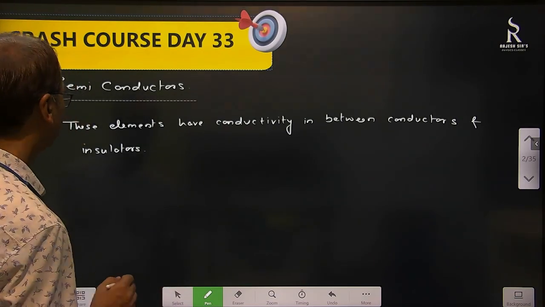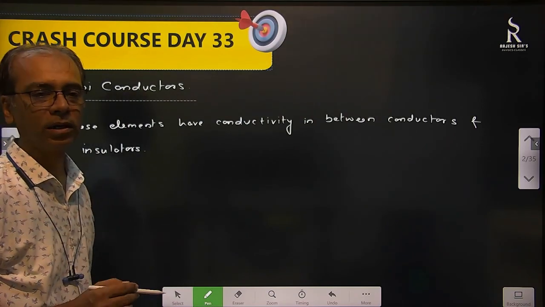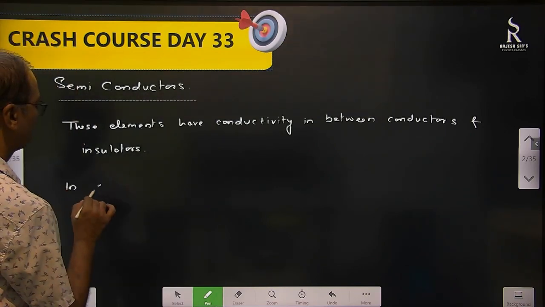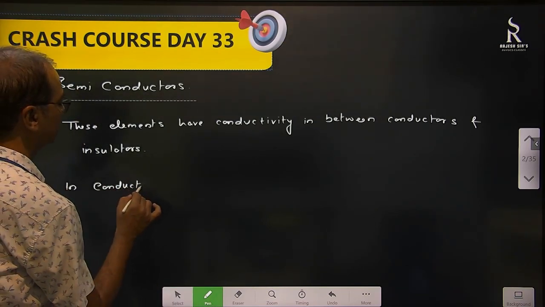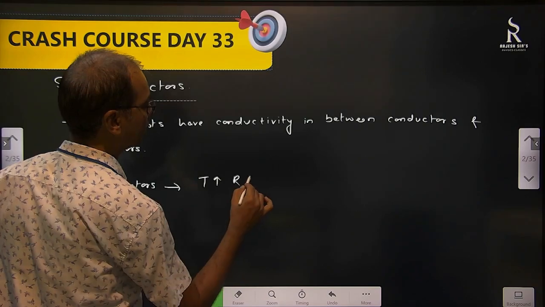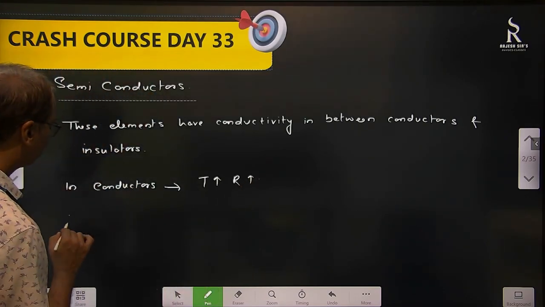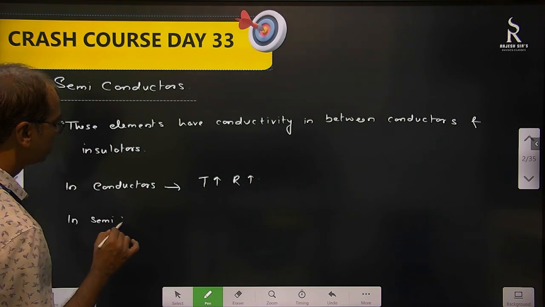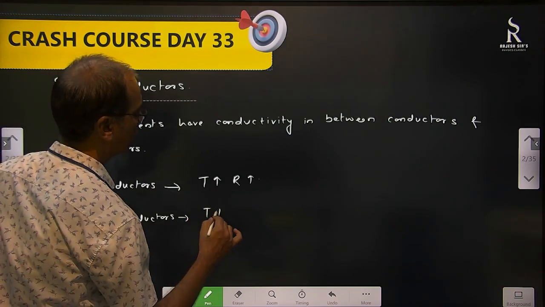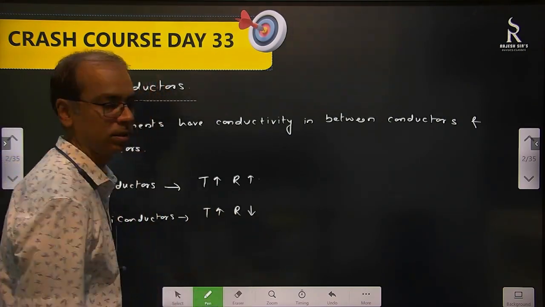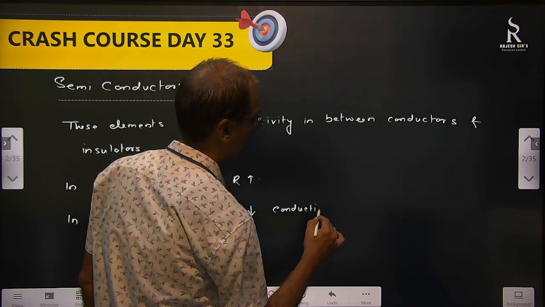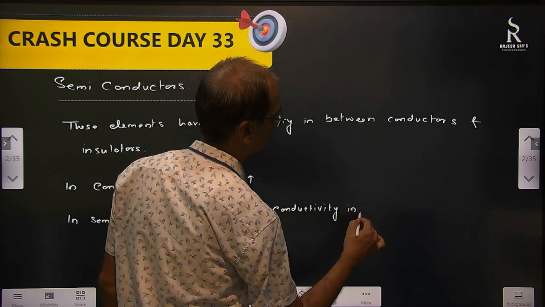As we know, when we increase the temperature in conductors, the resistance increases. But in semiconductors the opposite thing happens. When you increase the temperature, their resistance decreases. That means their conductivity increases.